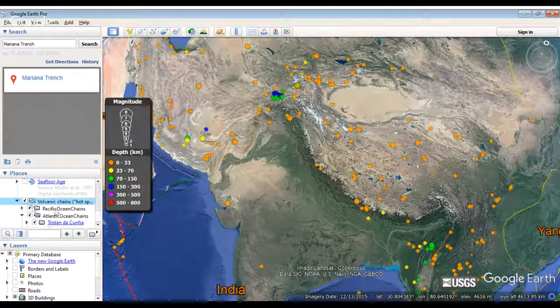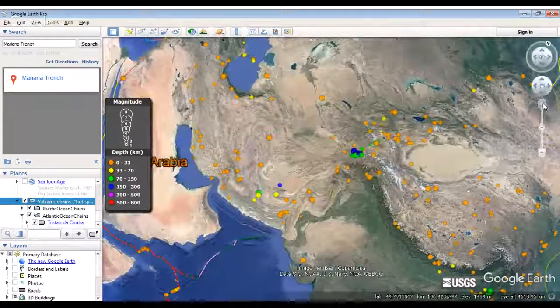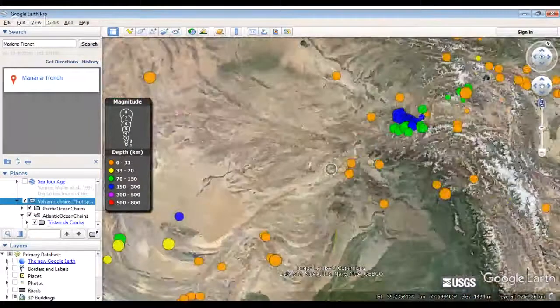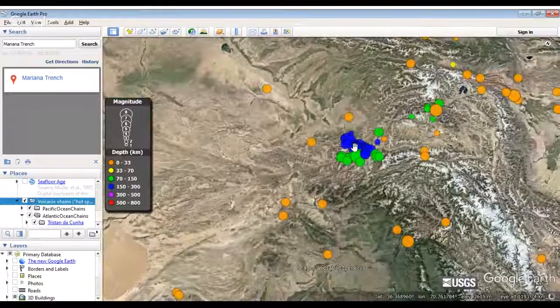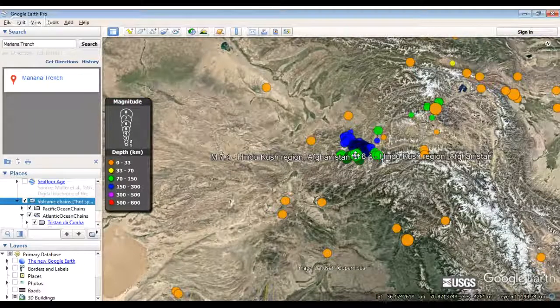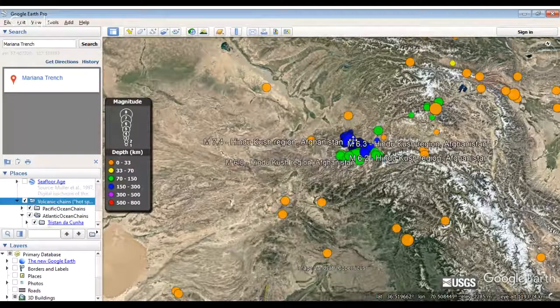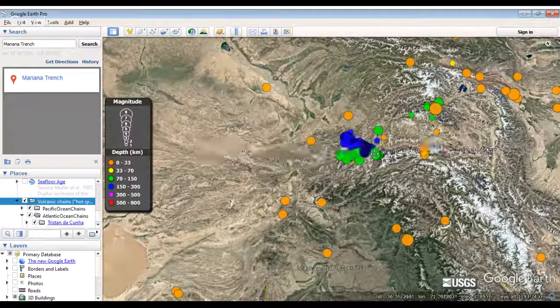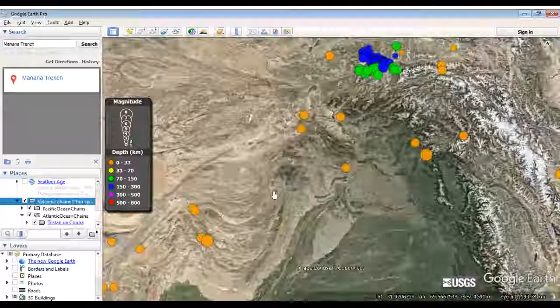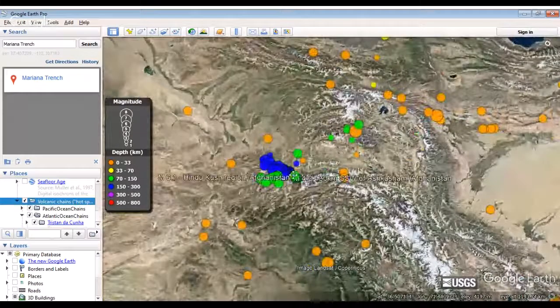Yeah, exactly. Except for this one part up here. Oh yeah, I didn't see that. Up in Pakistan, Afghanistan, right up above it, there were a bunch right here in this region of the Hindu Kush, and they're very deep as well. So I think that's the one. It seems like that's the one outlier that we have.